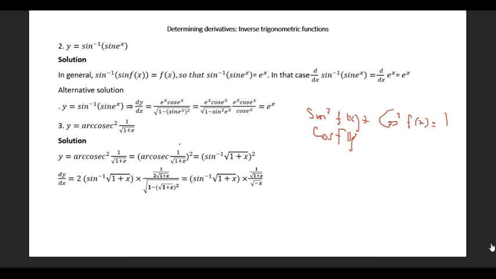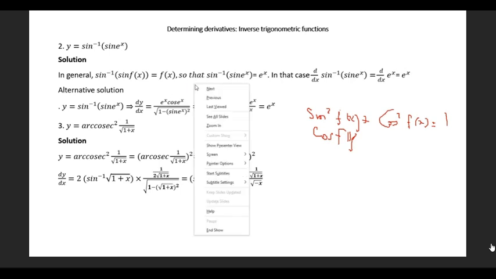I say, can you please explain again? Okay. You see, y is equal to arc cosecant. Do you understand why I have written it as arc sine of square root of 1 plus x? No, sir, I don't understand. Okay, let me explain.